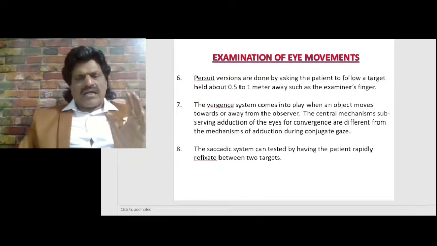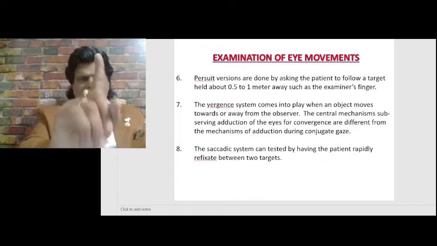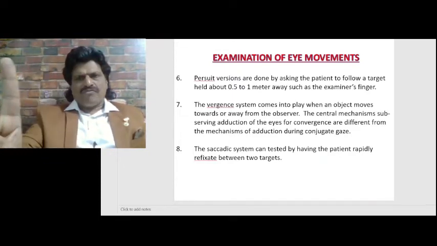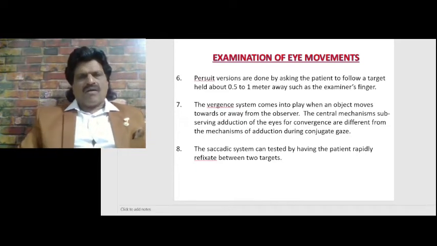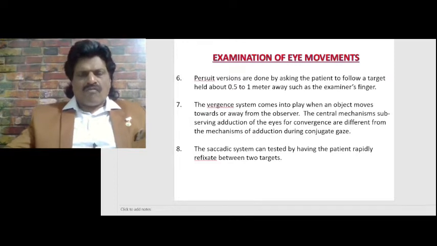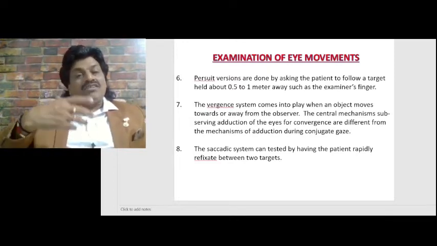Pursuit versions are done by asking the patient to follow a target held about 0.5 to 1 meter away, such as the examiner's finger. These following movements are known as pursuit movements. So you can keep a finger or a pen and ask the patient to follow the movement, and that becomes pursuit movement. Pursuit movements are the following movements.